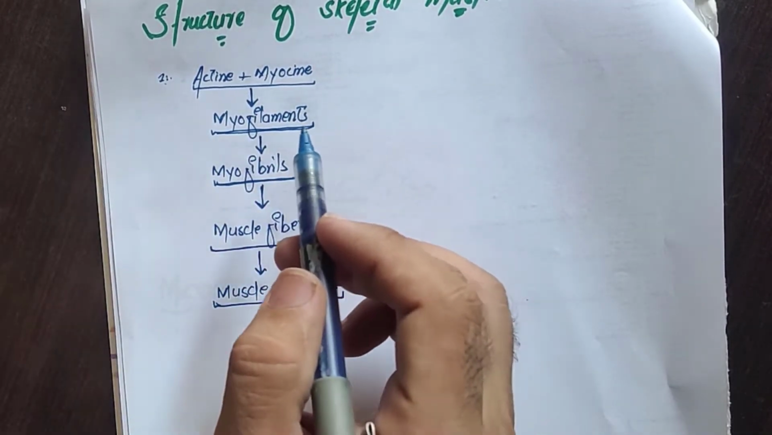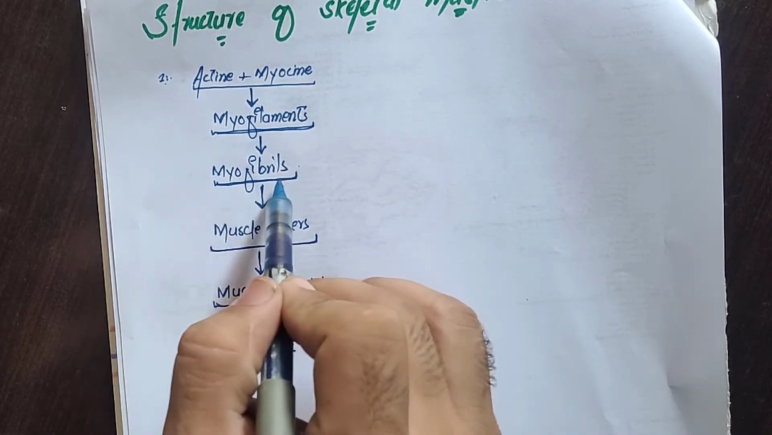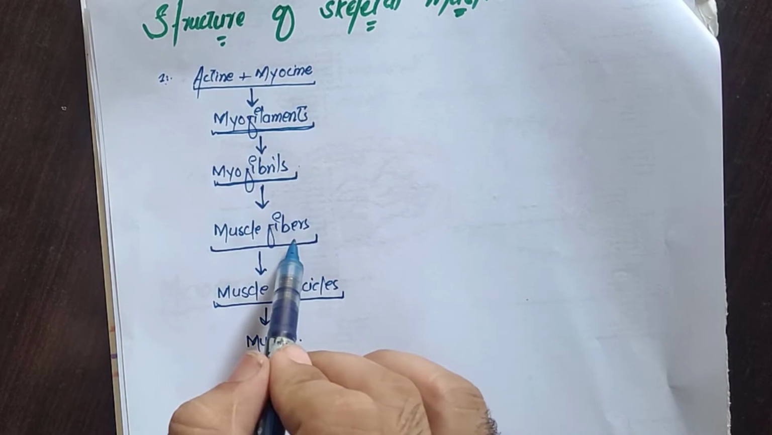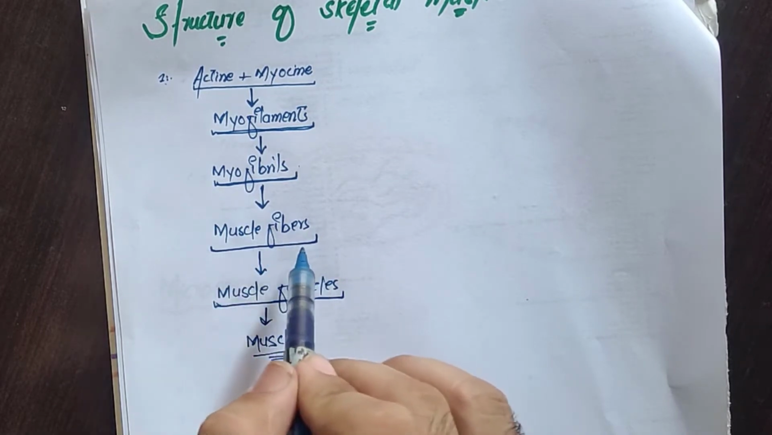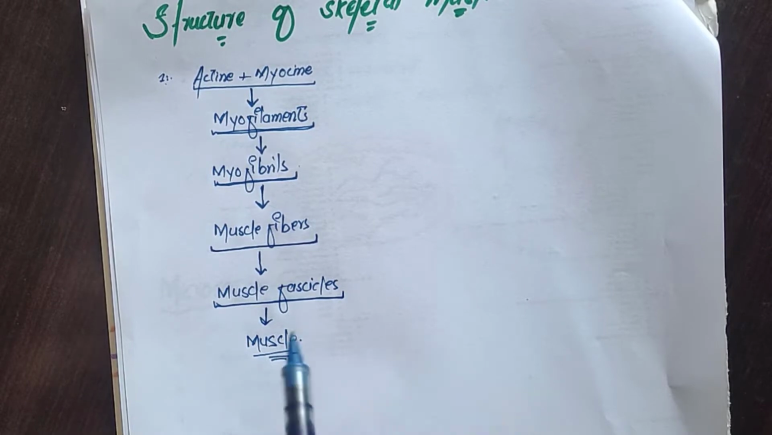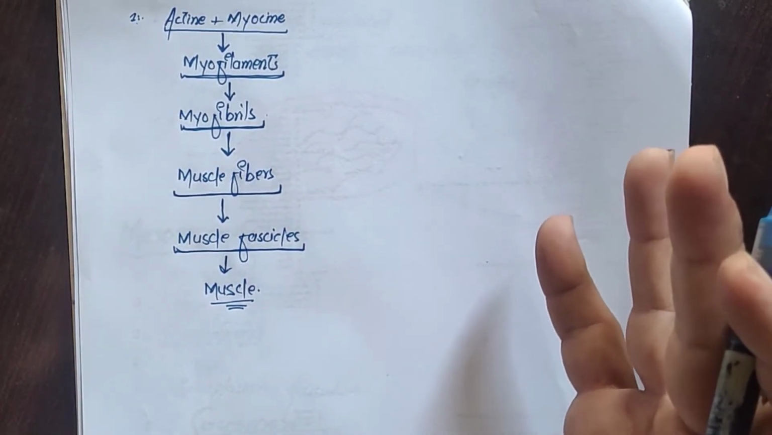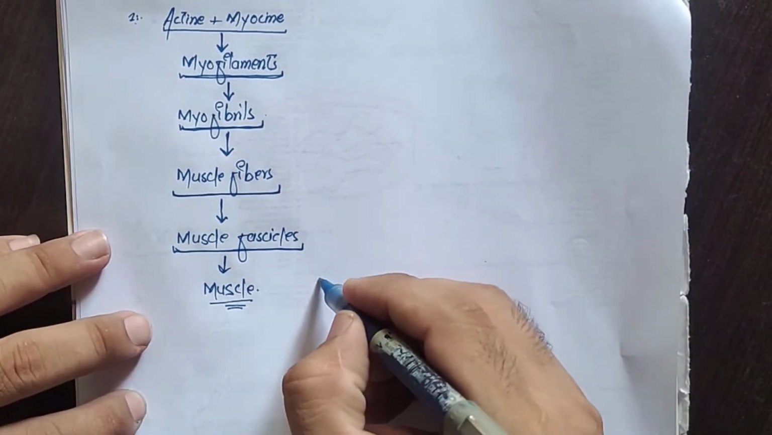So to reach up to muscle, look at this journey. Actin and myosin filaments combine, they will make myofilaments. Myofilaments will combine, they will make myofibrils. Myofibrils will combine to make muscle fibers. Muscle fibers will combine, they will make muscle fascicles, and fascicles will combine, they will make one muscle, right.